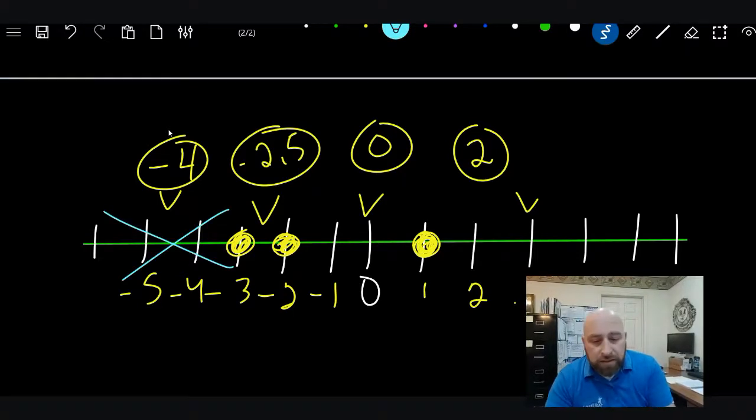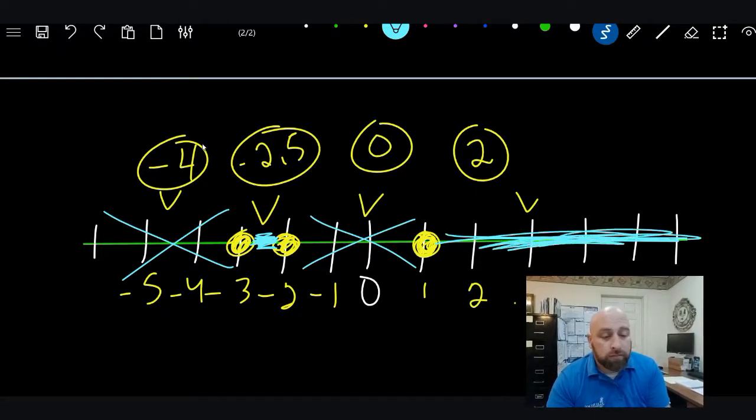The next one, in between here, this one right here, does it work? Well, when you put that point in there, -2.5, it works. So we're going to color in between there. 0, does it work? You might be thinking, oh, it probably works because that one in between it worked. That doesn't mean anything. You need to test each one. This one does not work. Okay, and then this one up here, we tried the number 2, and it also worked.